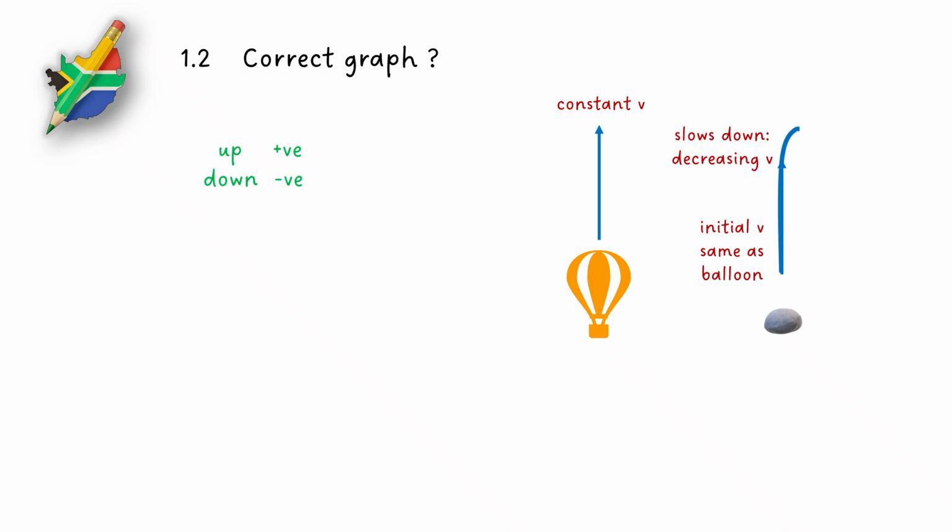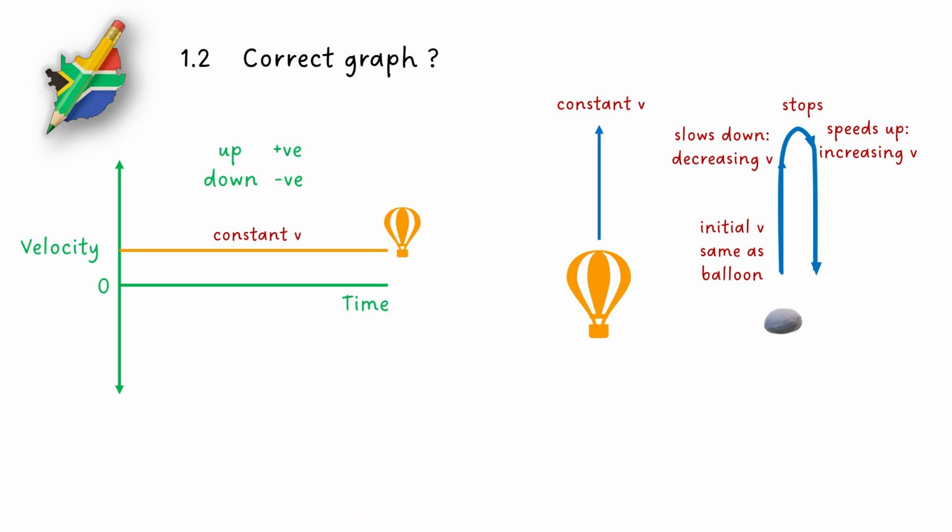Then it is released and begins to slow down until it stops moving in the upward direction, then begins to move in the downwards direction with increasing velocity. On a velocity time graph, a horizontal line above zero would indicate the balloon's constant positive velocity, since the velocity is not changing. Now let's draw the stone's graph.